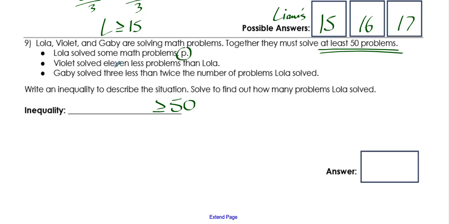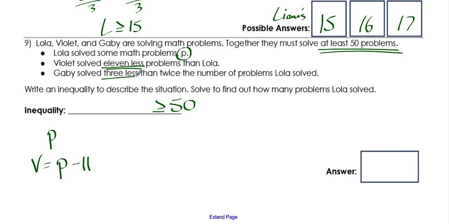Violet solved 11 less problems than Lola. So we're going to do kind of the same thing that we did with Kenny and Liam here. Lola solved P number of problems. Violet solved however many problems Lola solved minus 11. It's 11 less problems than Lola. You take the number of problems she solved, you subtract 11, that would be the number that Violet solved there. I think I said sold, but I meant solved.